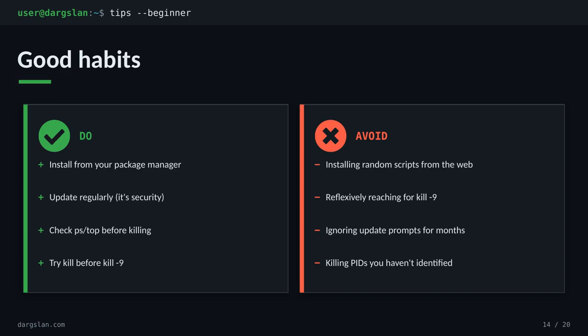The good moves are the boring ones. Stick with your package manager. Keep things updated. Glance at ps or top before you stop anything, and reach for a plain kill before escalating. The pitfalls are basically the mirror image: running mystery scripts, jumping straight to kill -9, ignoring update prompts for months, or killing a PID you haven't actually identified. Get these reflexes right, and Linux starts feeling a lot calmer.